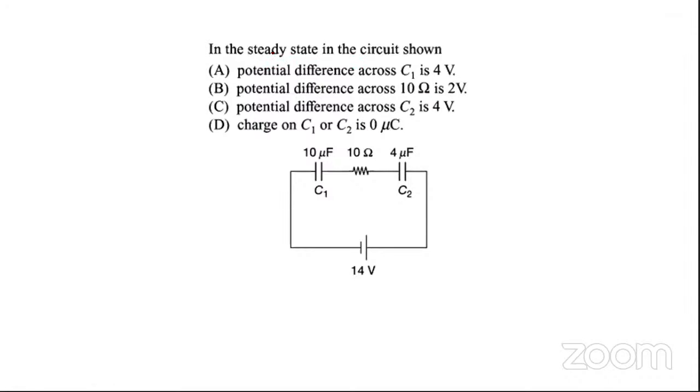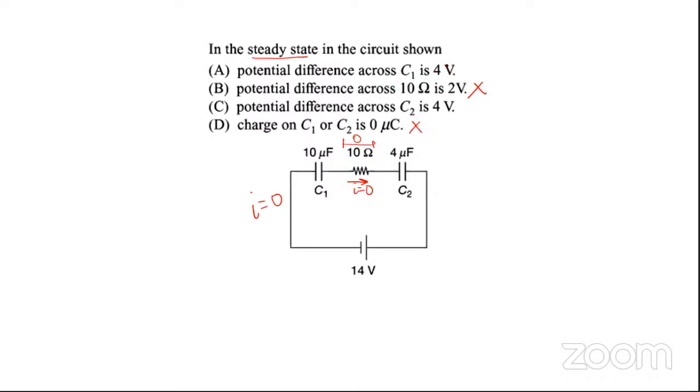The question is mentioning steady state conditions. So in steady state, the current is zero. And if the current is zero, then no current is flowing through the resistor. So therefore, the potential difference across the resistor will be zero. So B cannot be the answer. Now the plates will obviously have some charges because in the steady state they are completely fully charged. So D can also not be the answer.